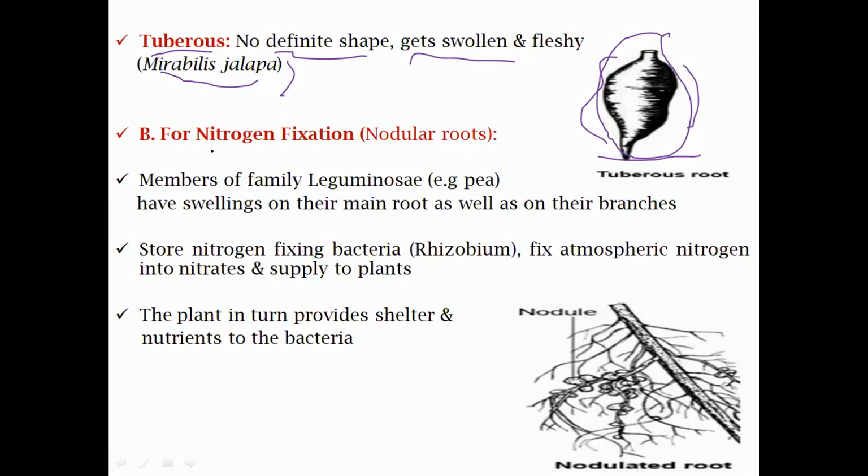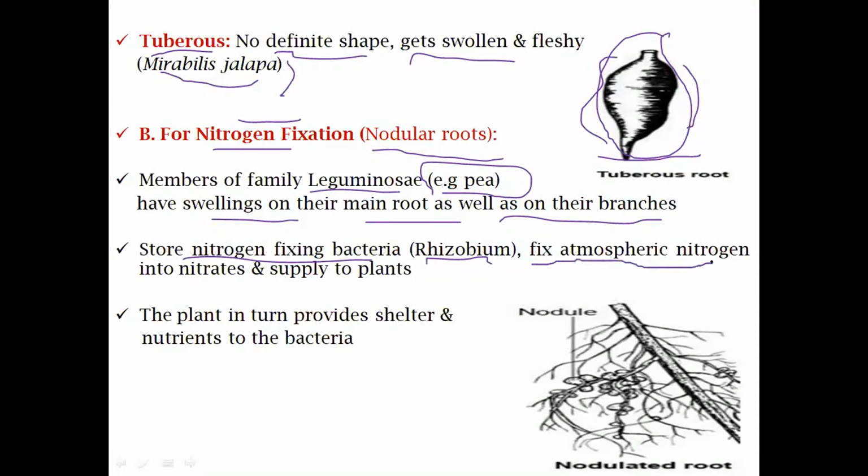Next one is for nitrogen fixation, the modifications of root. It is also known as nodular root. Members of family Leguminosae, the most important example is pea plant. They have swellings on their main root as well as on their branches, and they store nitrogen fixing bacteria, notably rhizobium, and these bacteria fix atmospheric nitrogen into nitrates, and these are supplied to the plants. And the plants in turn provide shelter and nutrients to the bacteria.